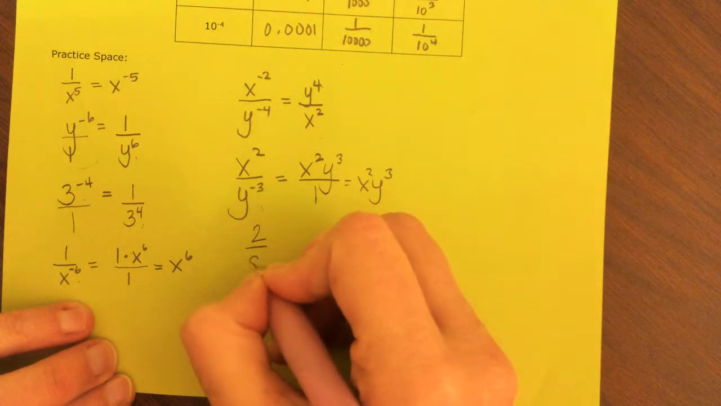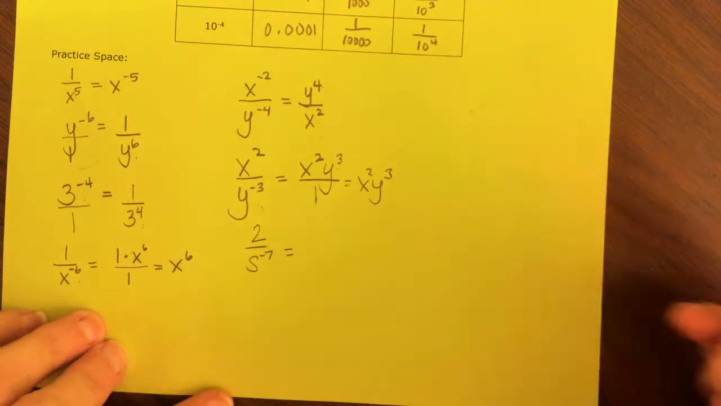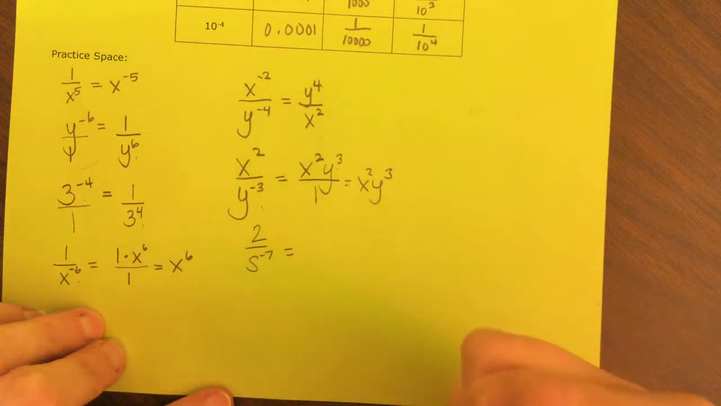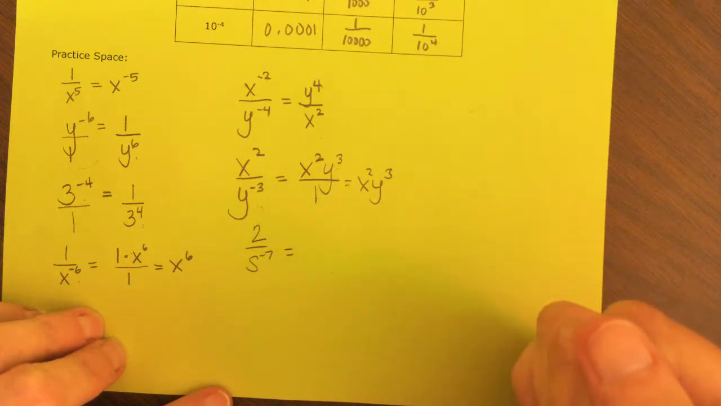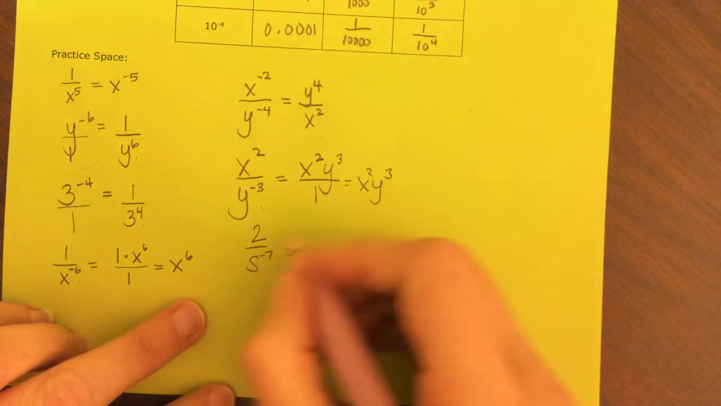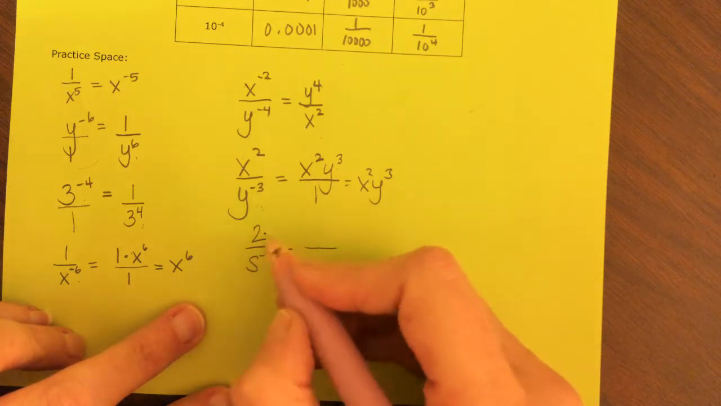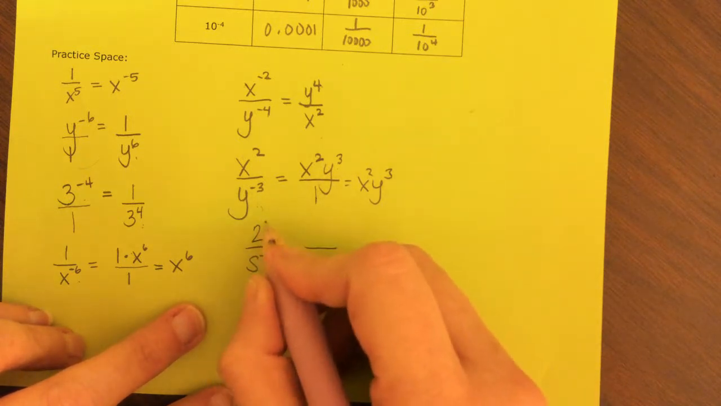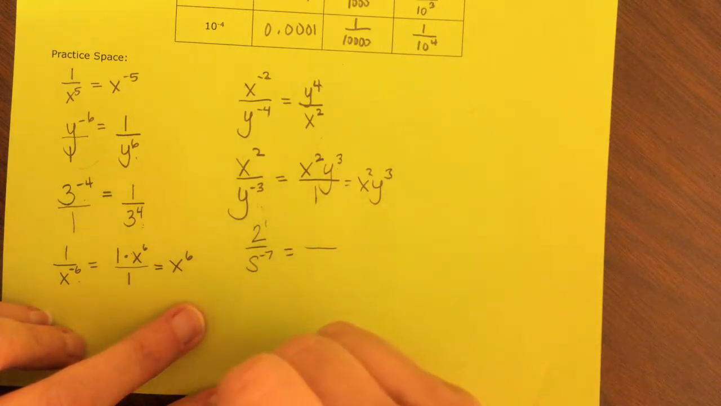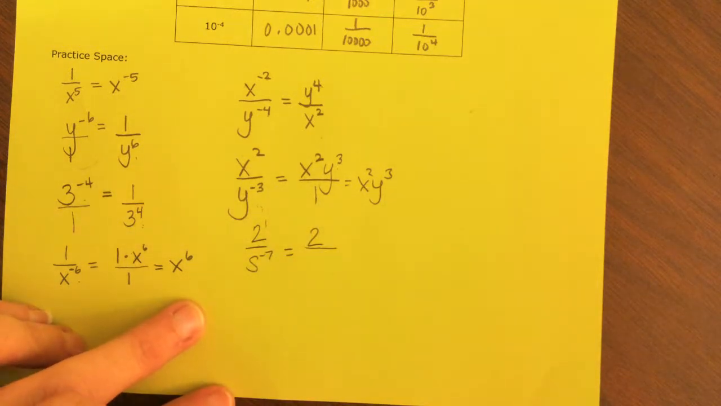2 over s to the negative 7th. Okay? I want you to really quickly tell me what you think this would be when I get rid of the negative. Okay, so when I do this, I evaluate each one separately. So I have 2. 2 has no exponent, but that means it has an invisible 1, which is positive, so it gets to stay right where it is.